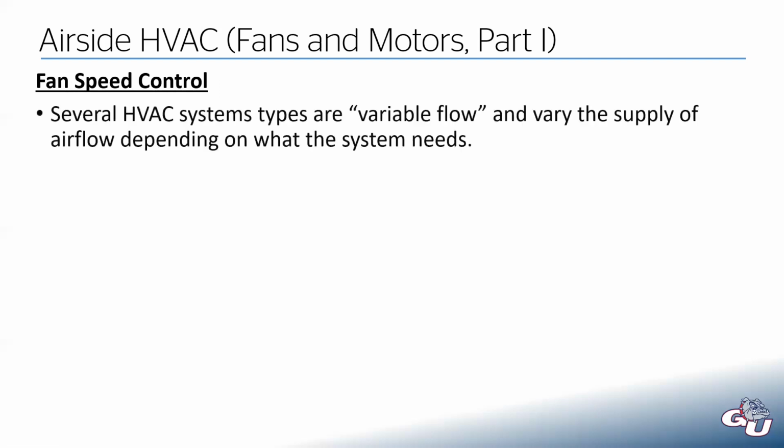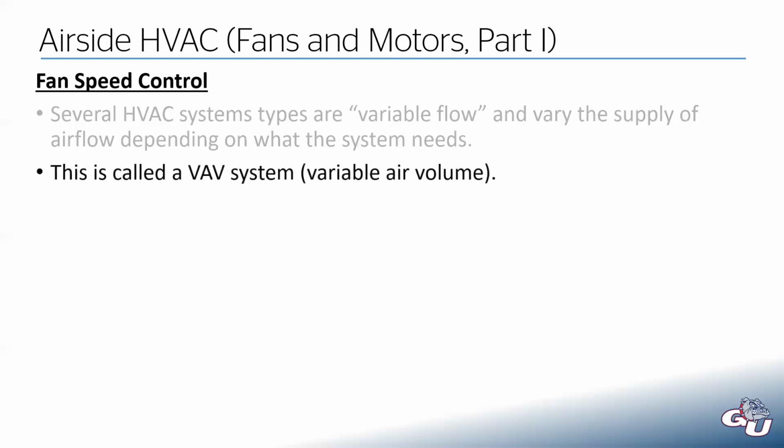Several of the HVAC system types that we've talked about are what are called variable flow. And we vary the supply of airflow depending on what that system needs. So the most common example would be a single duct VAV system, which VAV stands for variable air volume. So it's right there in the name. That tells you the air volume that fan's going to move is going to vary depending on the active conditions of the building and all the spaces that system serves.